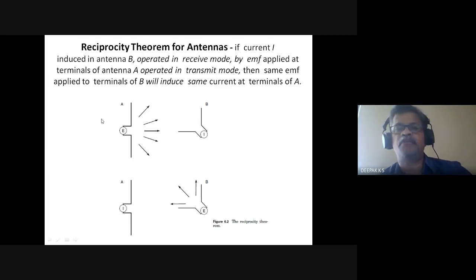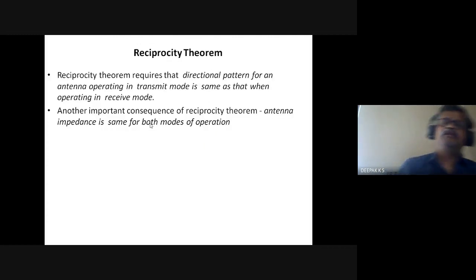So this is the reciprocity theorem for antennas, due to which many characteristics of antenna are similar in transmit and receive mode. The reciprocity theorem requires that the directional pattern for an antenna operating in transmit mode is the same as that when operating in receive mode. Another important consequence of the reciprocity theorem is that the antenna impedance is the same for both modes of operation.